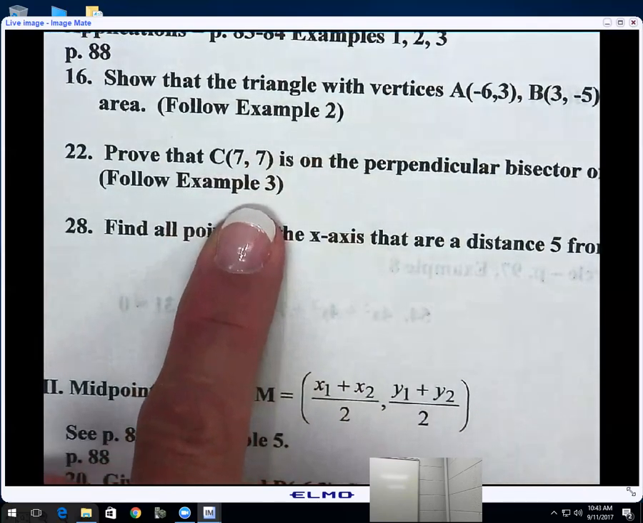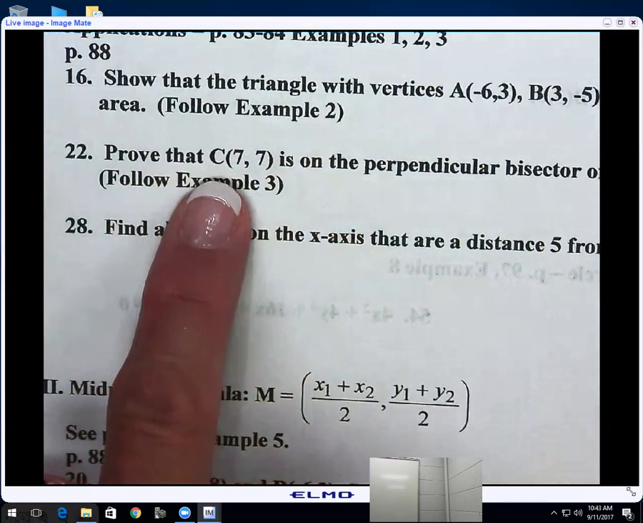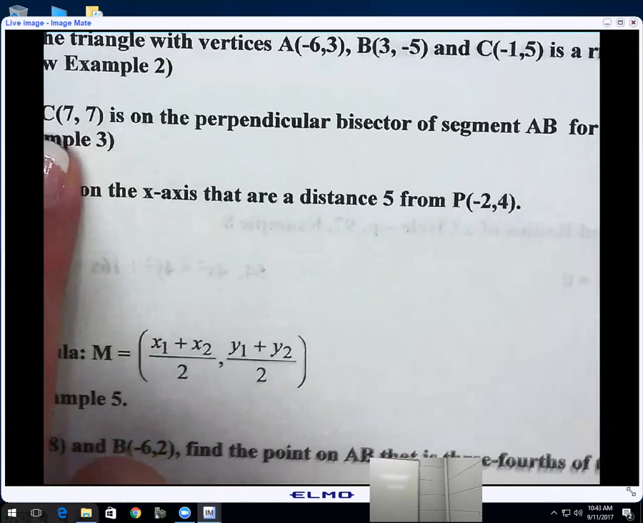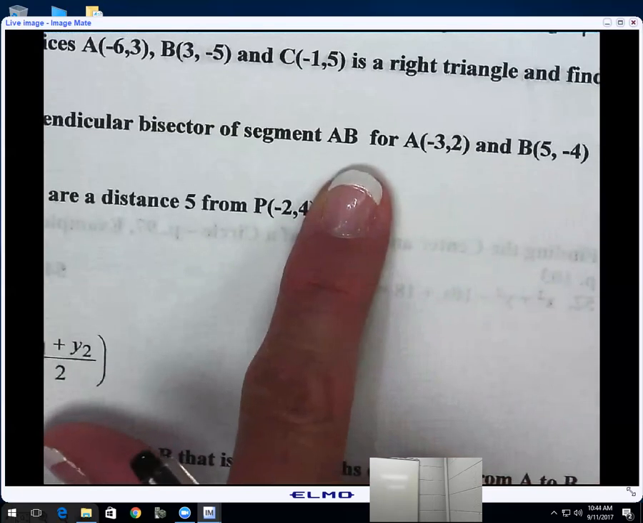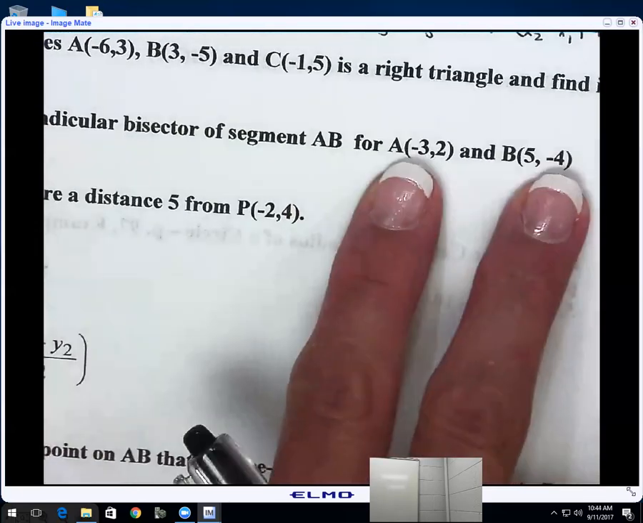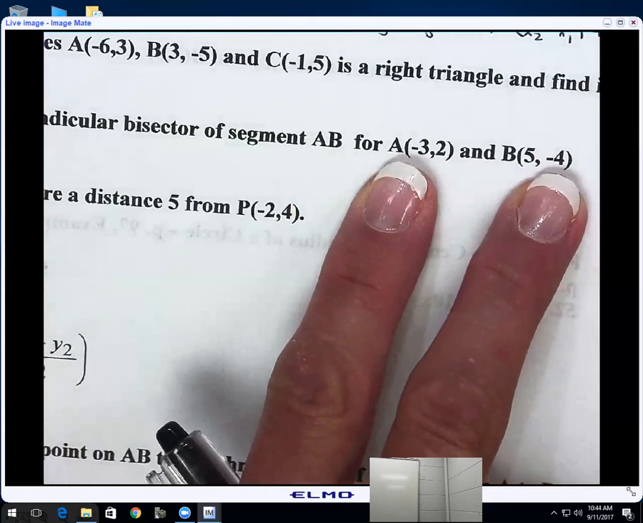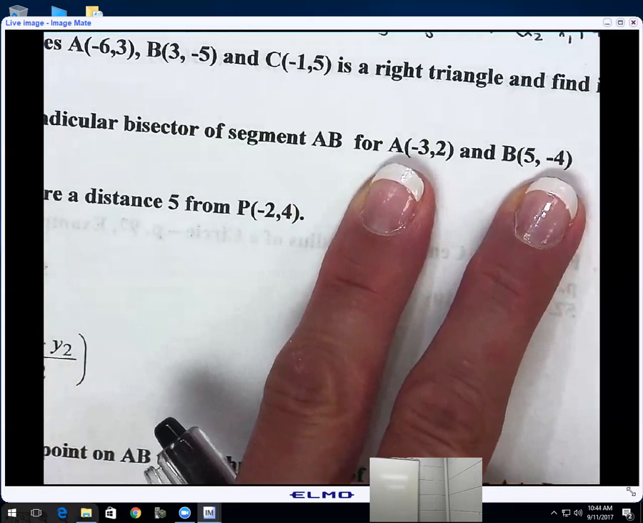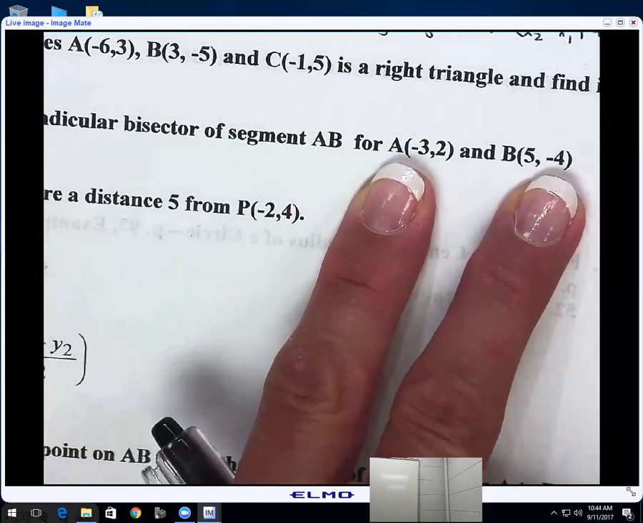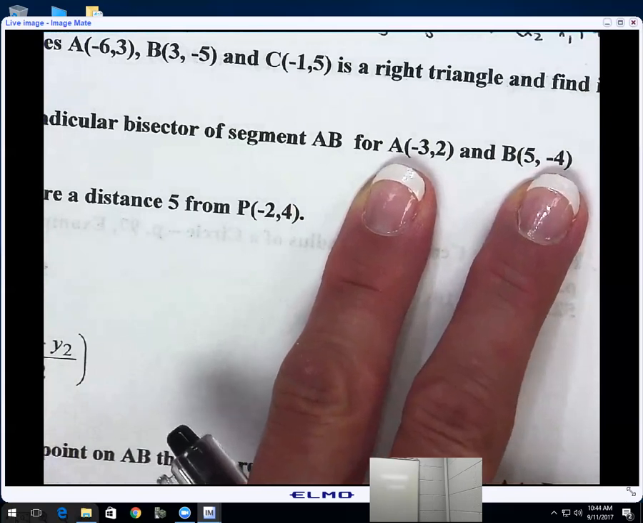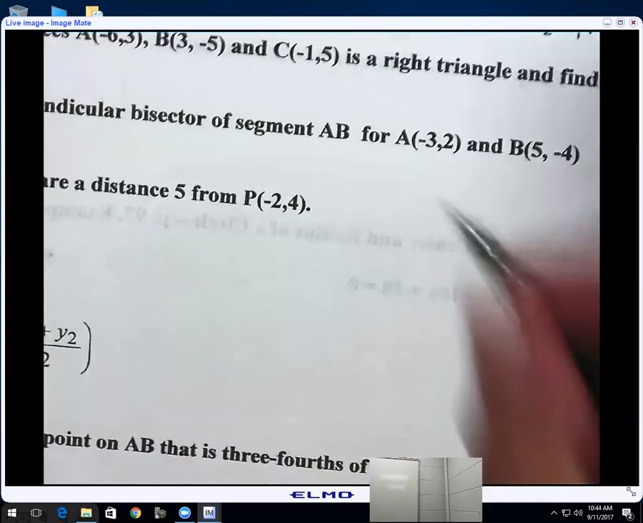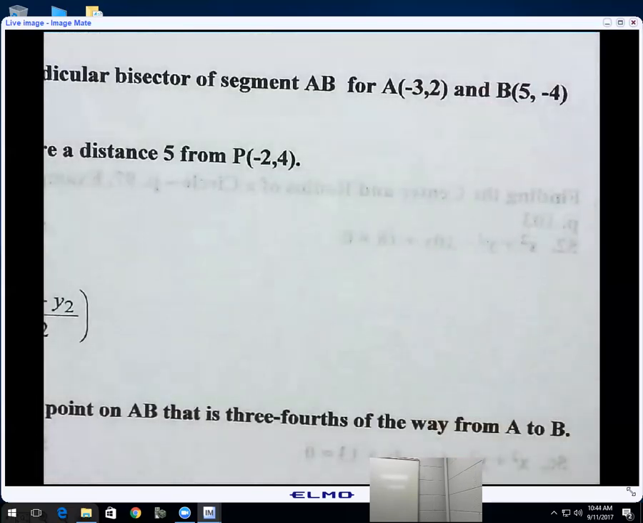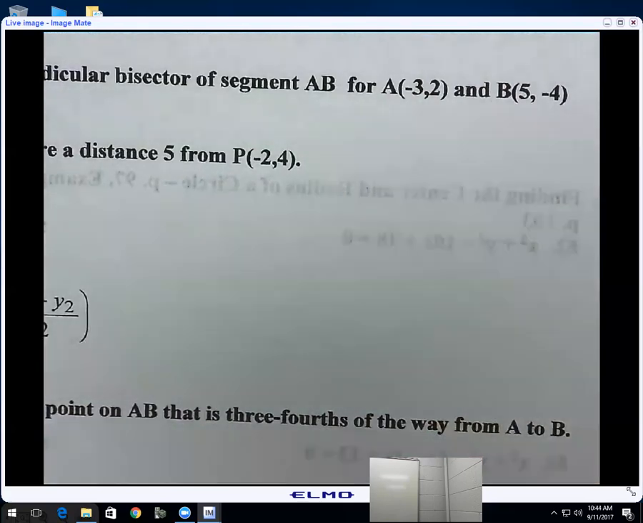Number 22 says show that the point 7, 7 is on the perpendicular bisector of line segment AB for these 2 ordered pairs A and B. When I don't know what else to do, I just draw a picture and see if that helps me. I'm just going to draw AB and then see if I can figure out what perpendicular bisector means and how the heck to answer that question. All right. Actually, it's exactly like example 3. So let's just look at it in the book.